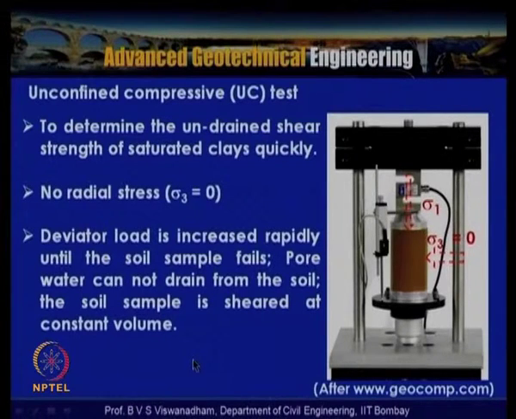So as we have been discussing, there is also the unconfined compressive strength test. This is used to determine the undrained shear strength of a saturated clay very quickly, and it is a special case of the triaxial test with sigma 3 equal to 0, that is, the cell pressure is 0. In this slide, the sample is loaded with sigma 1, the deviator load, because sigma 3 is equal to 0 and the sample is not confined.